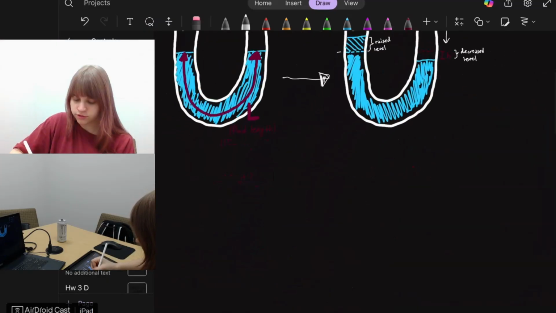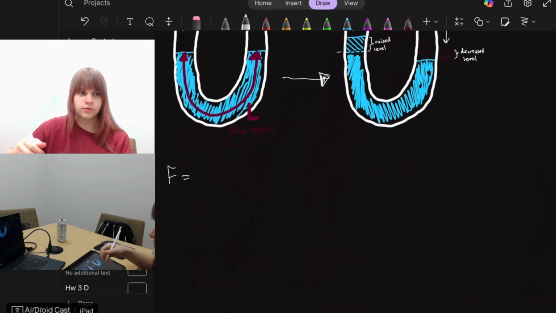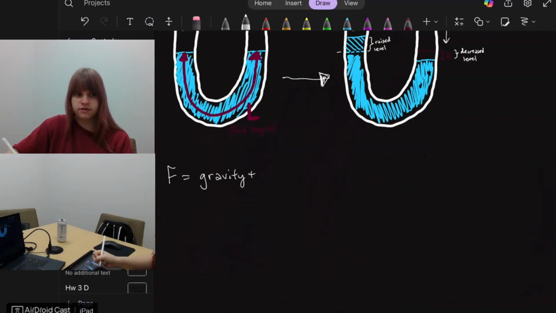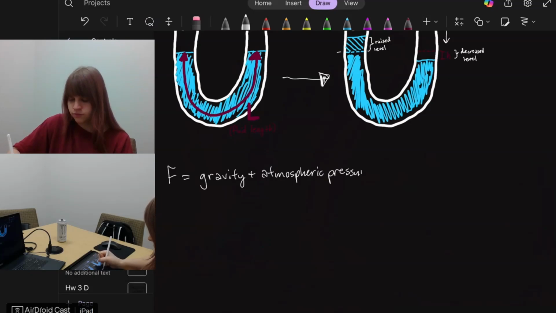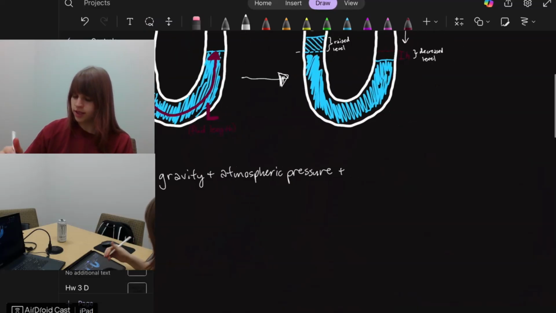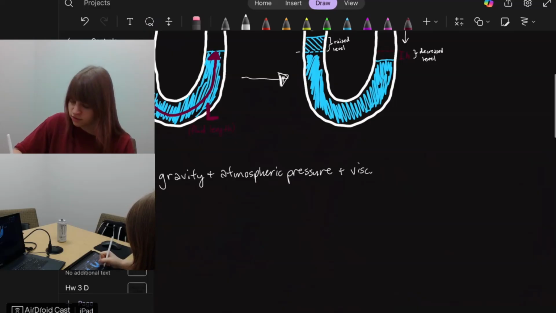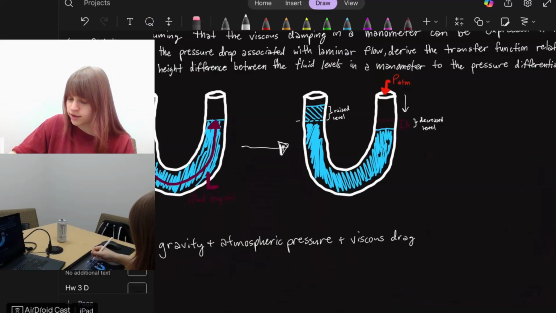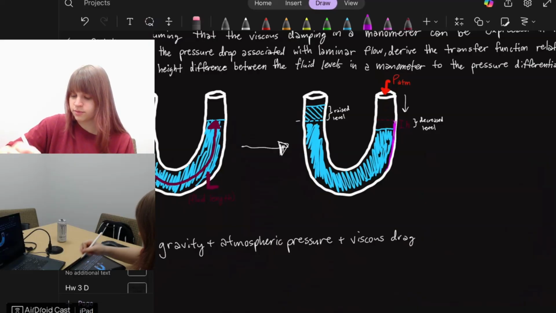So we know overall that the forces should be equal to the gravity plus atmospheric pressure. And I'm just writing plus. Some of these will be negative, but we'll take that into account later on. And then plus the viscous drag, and that is the drag of this liquid against the manometer walls, whatever material this is made of, probably glass.